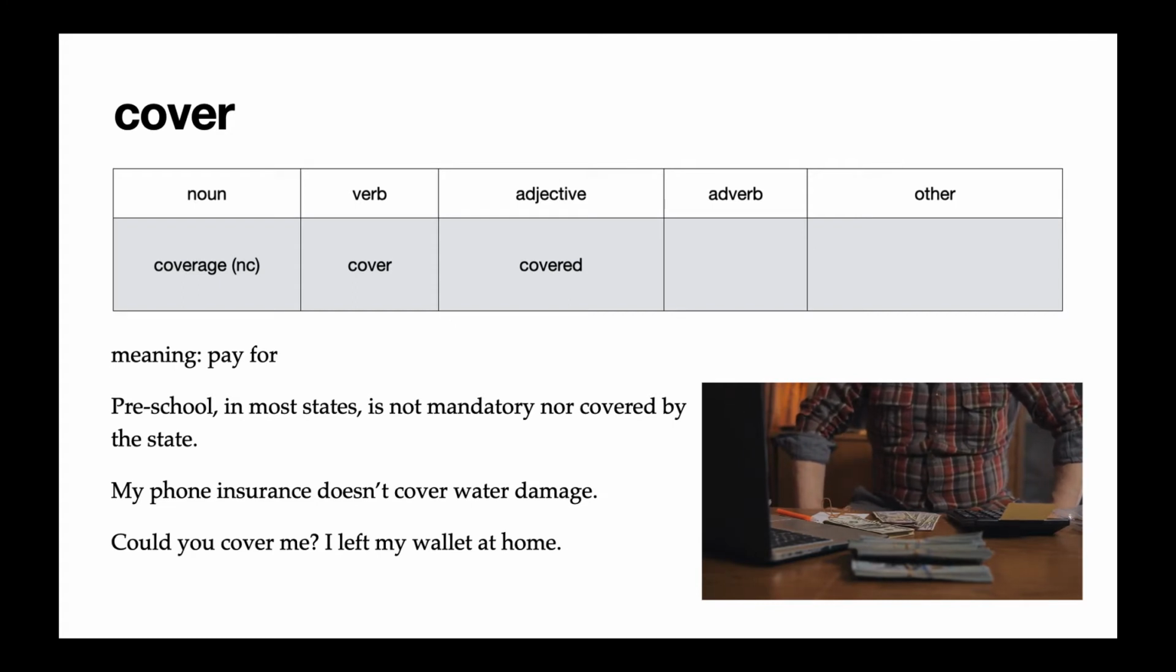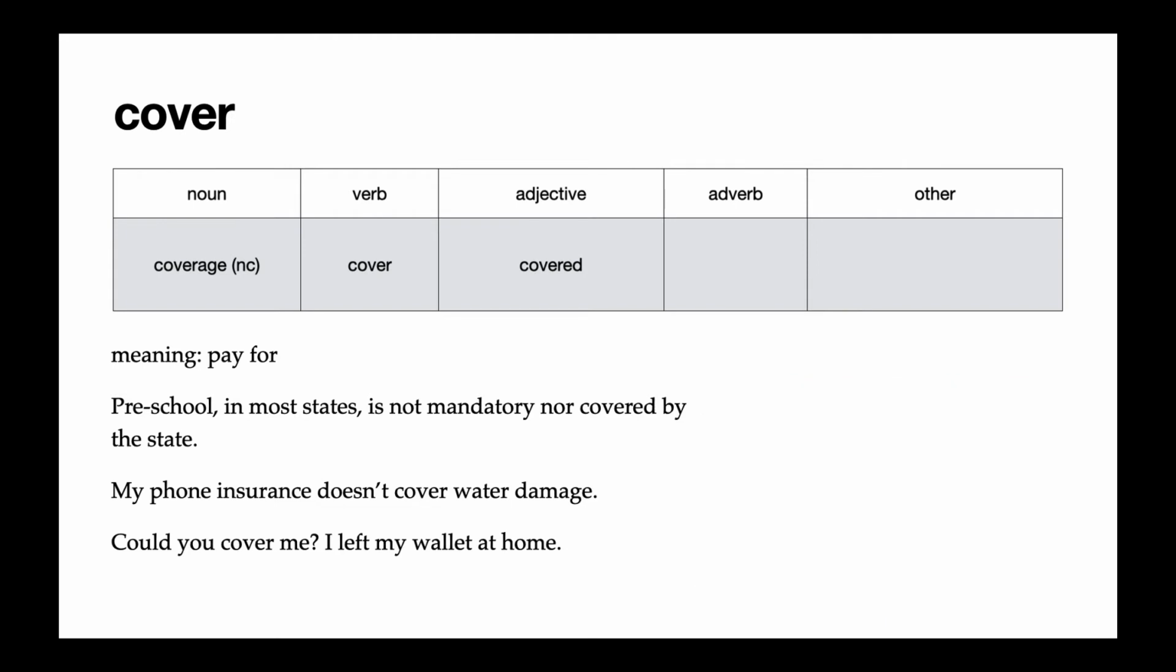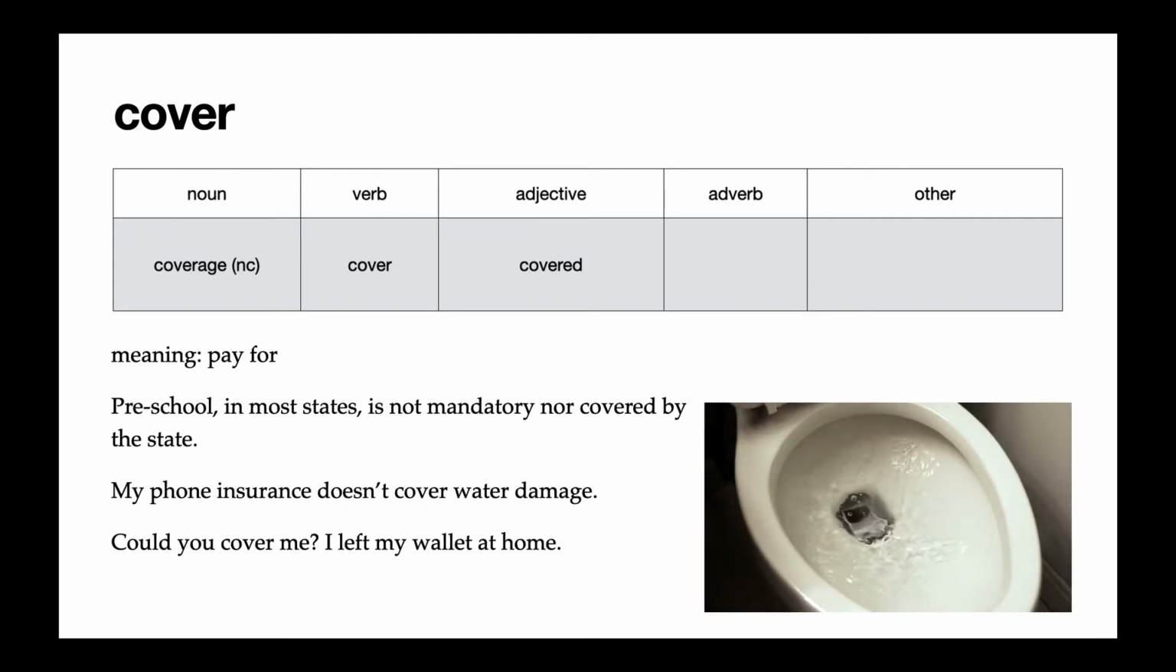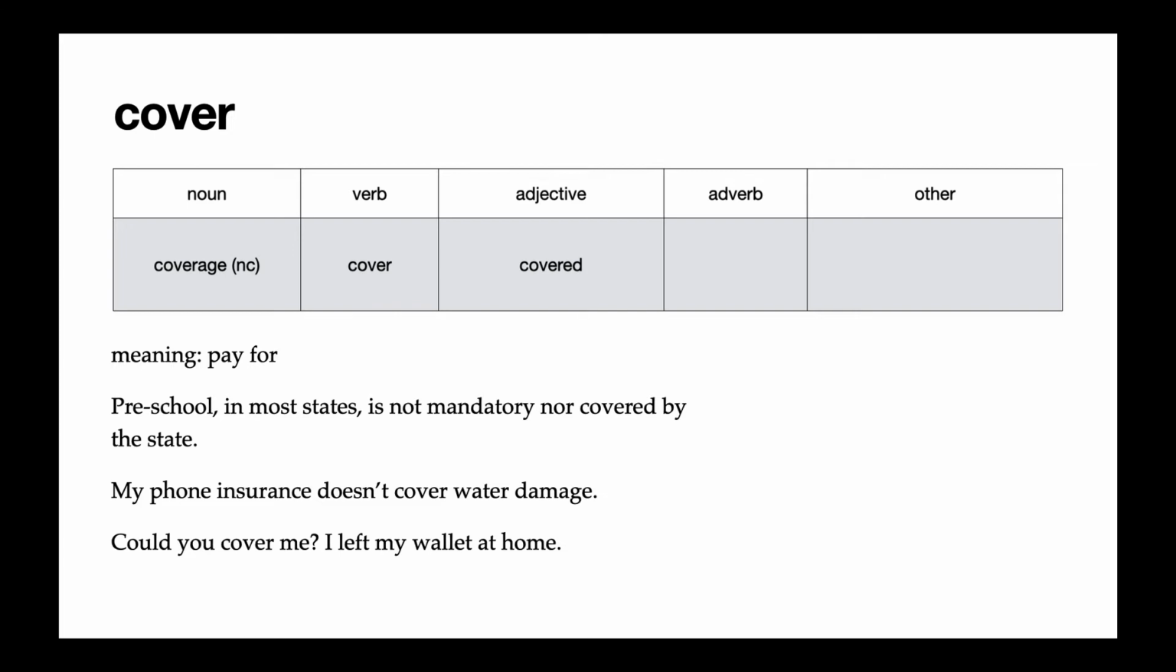The second sentence shows another example of this verb. My phone insurance doesn't cover water damage. That means my insurance won't pay for water damage. If I drop my phone in water, my insurance won't pay for it. And there's a third example of the verb. Could you cover me? I left my wallet at home.